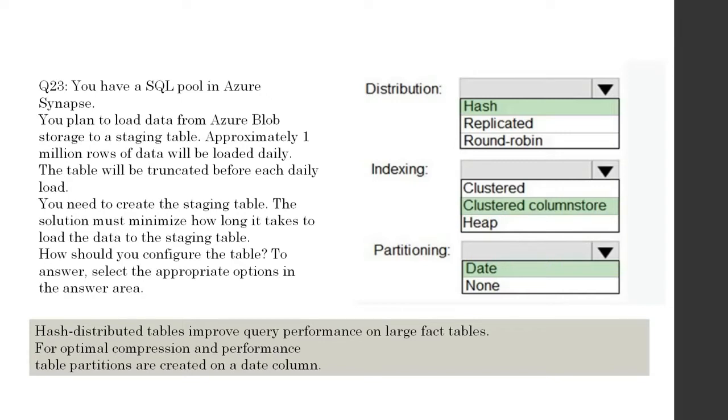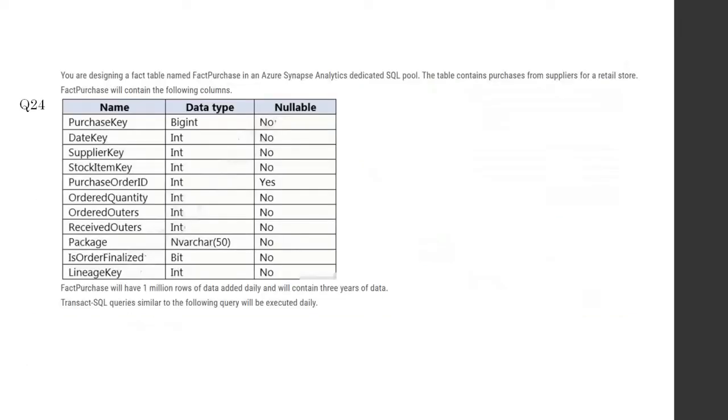So question number 23, I hope you understood the concept of distribution, indexing and partition. Okay, moving to question number 24. You are designing a fact table named fact purchase in an Azure Synapse Analytics dedicated SQL pool. The table contains purchases from suppliers for a retail store. Fact purchase will contain the following columns. Below are the columns, their data types, and whether they are nullable or not. That's what they mentioned over here.